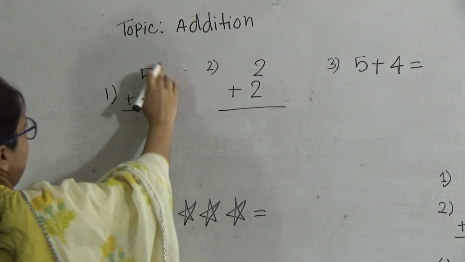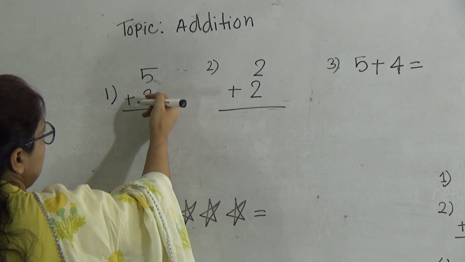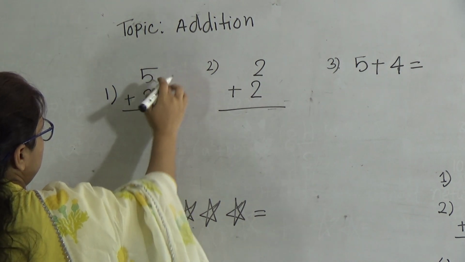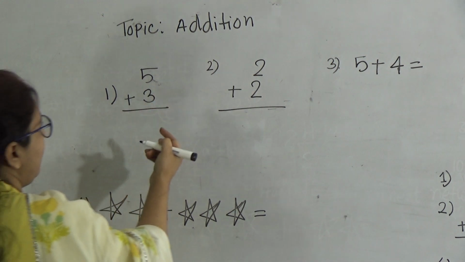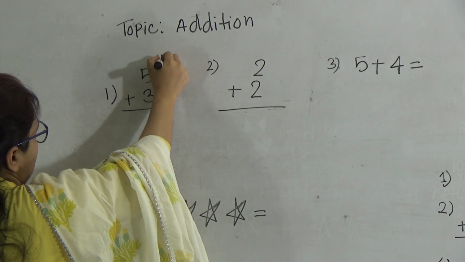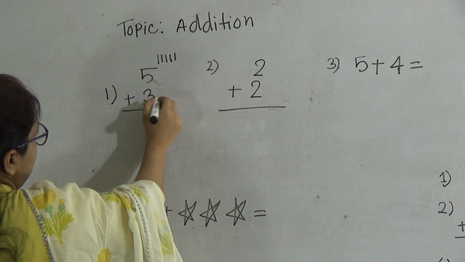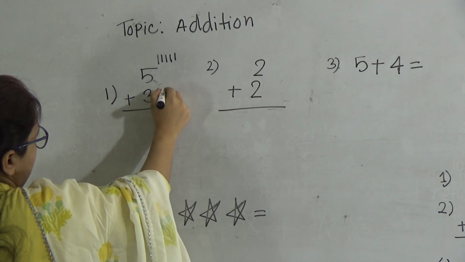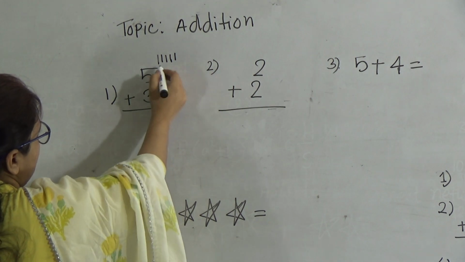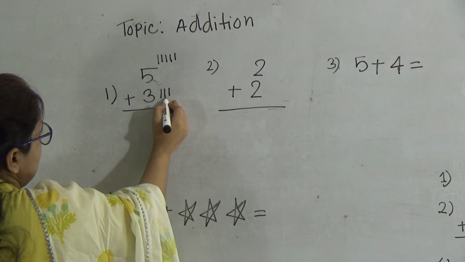Number 1. Here are 5 and 3, and these are ones position. Here are 5, and how do we find our answer? Now here is a number line: 1, 2, 3, 4, 5. And here is number 3, so on the number line, 3: 1, 2, 3. So now we add: 1, 2, 3, 4, 5, 6, 7, 8.